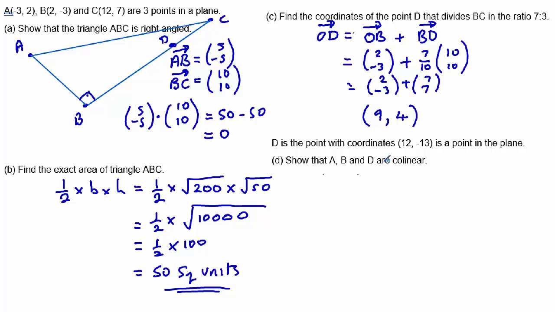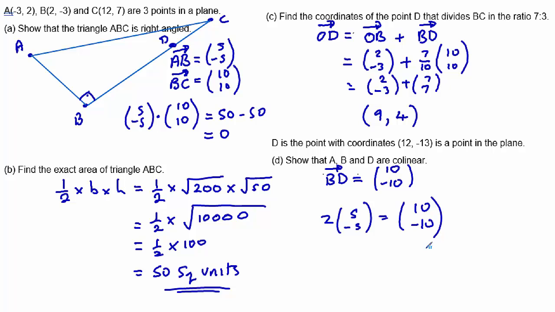And finally, D is the point with coordinates (12, -13), and it's a point in the plane. Show that A, B, and D are collinear. Well, we already have AB from up here. What's BD? So to go from B to D, so 2 to 12, that is 10. And -3 to -13, that's -10. And we can see that (5, -5) doubled is (10, -10). And that shows us the points are collinear. In other words, what we're showing here is that twice AB is equal to BD.